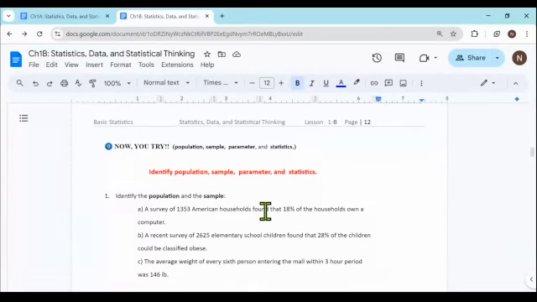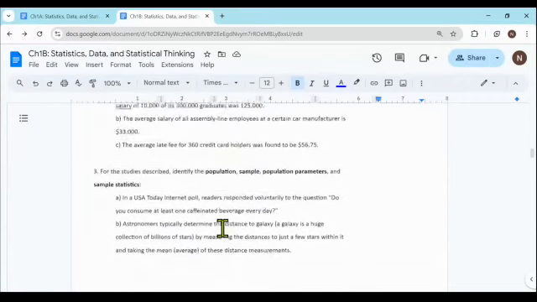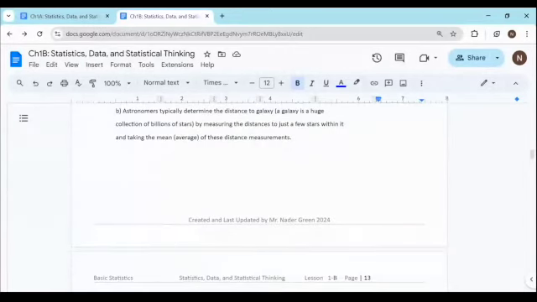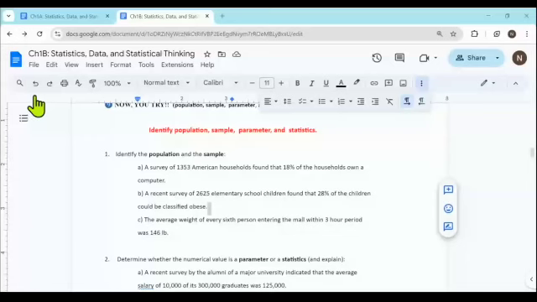Now, here there is this one you need to try on your own, okay? Which is to identify population, sample, parameters, and statistics. You need to try it on your own. I'm going to stop recording. Dana. Identify population, sample, parameter, and statistics.